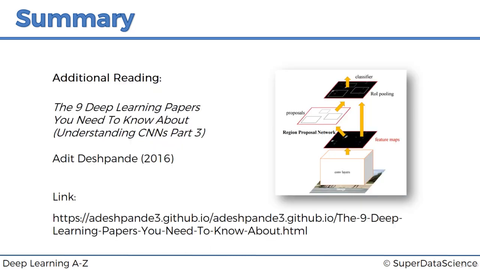If you'd like to do some additional reading, then there's a great blog by Adit Deshpande from 2016. You can see the link over there at the bottom. The blog is called The 9 Deep Learning Papers You Need to Know About: Understanding CNNs Part 3. And this blog gives you a short overview of 9 different CNNs that have been created by people like Yann LeCun and others, which you can then go ahead and study further.